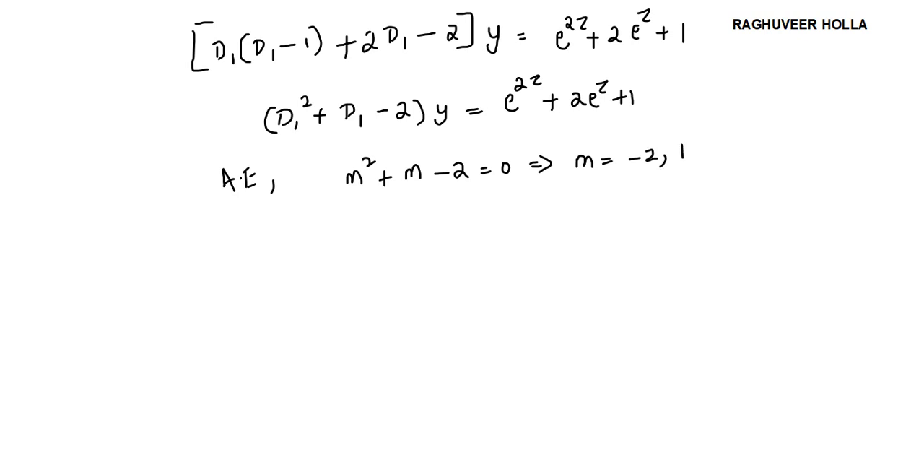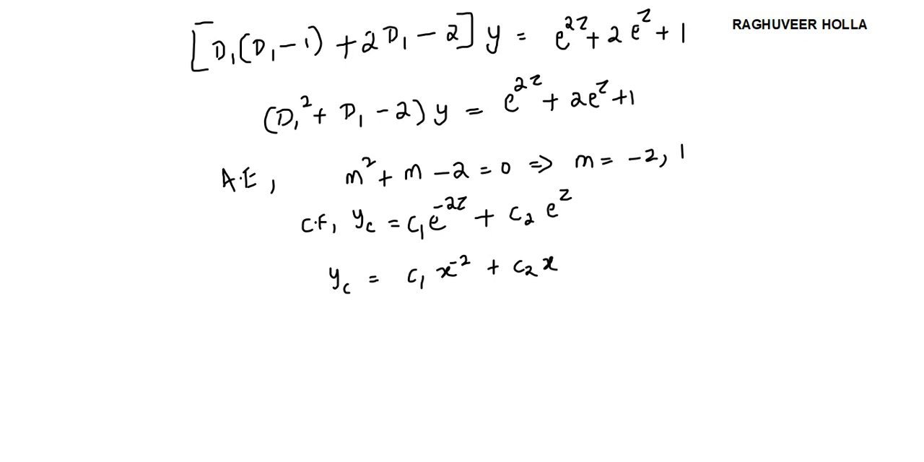Fine. Now let us find the complementary function, that is yc. So that would be c1 e to the power of minus 2z plus c2 e to the power of z. Now in terms of x, let me substitute it: c1 x to the power of minus 2 plus c2 into x. So the complementary function you got as that.